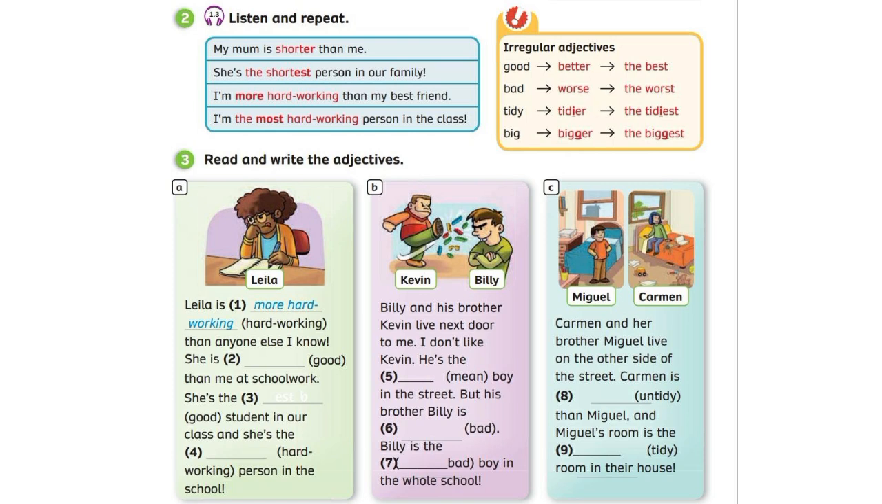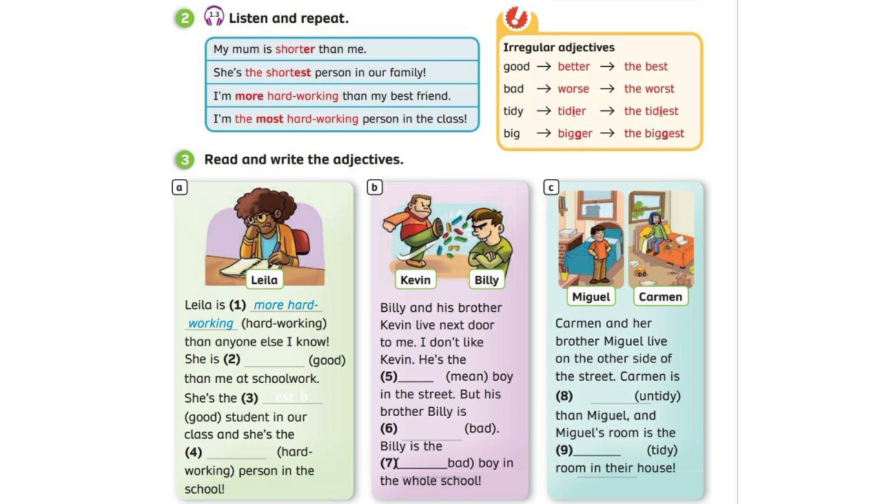In the first text about Layla, sentence 2 needs better because it compares her to another person using the word than. Sentence 3 needs the best because it identifies her as the top student in the class, and sentence 4 needs the most hardworking because she is being compared to everyone in the whole school.